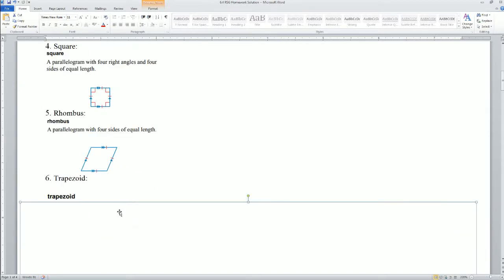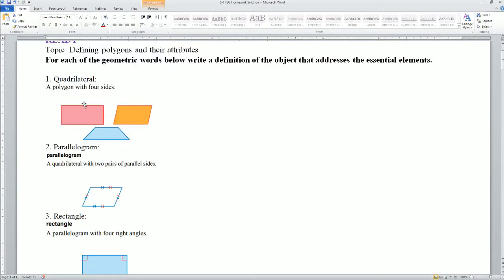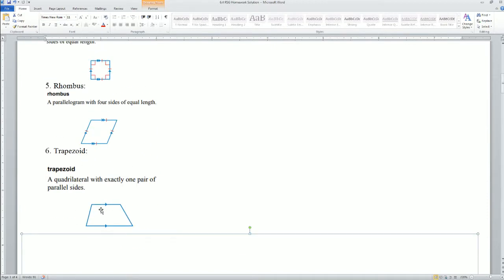And a trapezoid would be a quadrilateral, right? Four sides, but a parallelogram has two pairs of parallel sides. This only has one pair of parallel lines. Okay. All right. Good.